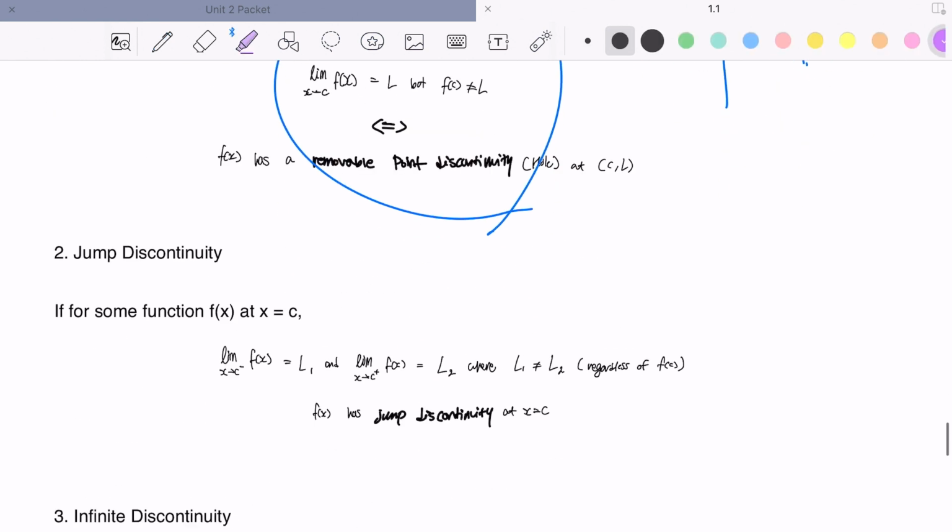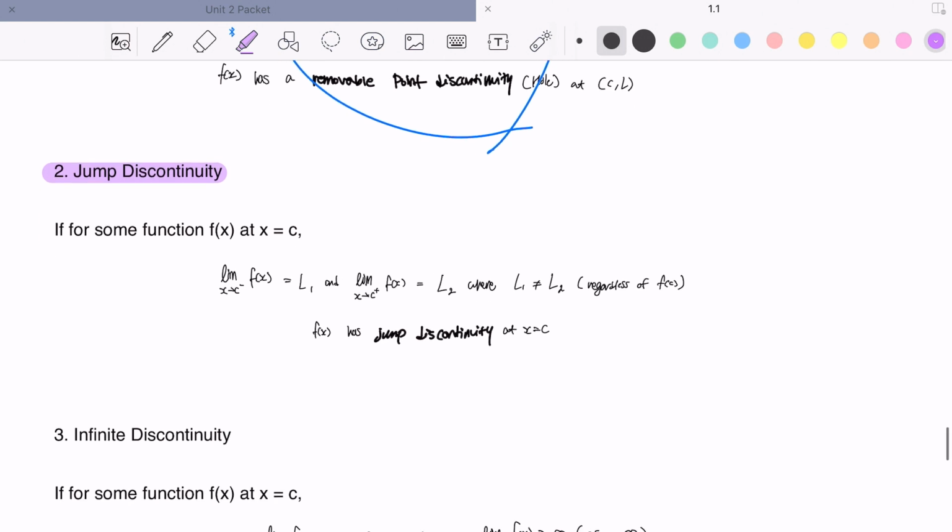The second one is called jump discontinuity. If for some function f(x) at x equals c, the limit of x towards c minus of the function equals L1, and the limit of x towards c plus of the function equals L2, where L1 is not equal to L2, regardless of f(c), then this turns out that f(x) has a jump discontinuity at x equals c.